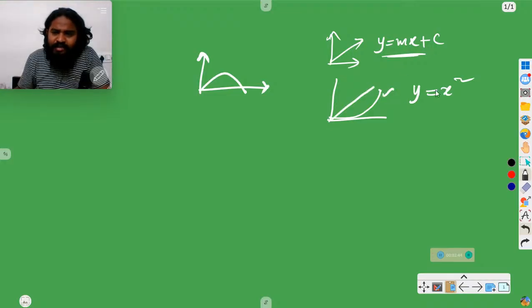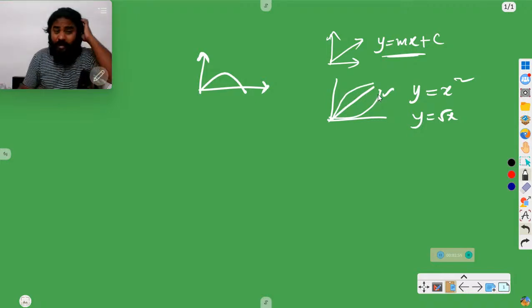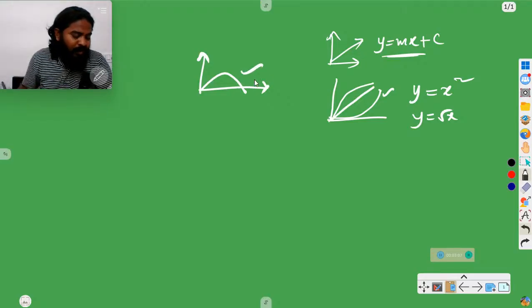And this is y is equal to x square. For example, if you draw a graph for y is equal to root x, then you'll get a graph like this. So for every shape you have one equation in mathematics, right? Likewise, for projectile motion there is an equation. It looks like a reverse parabola. So let's prove that the trajectory of the projectile is a reverse parabola.